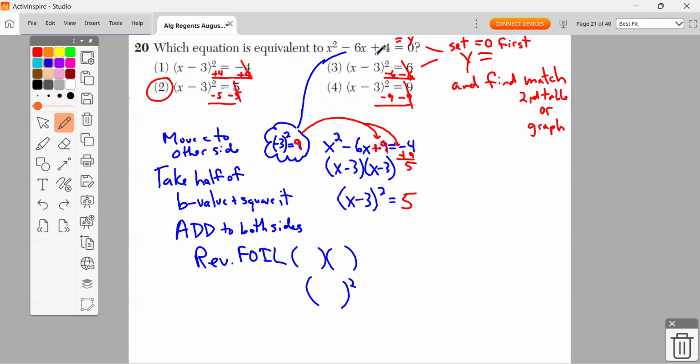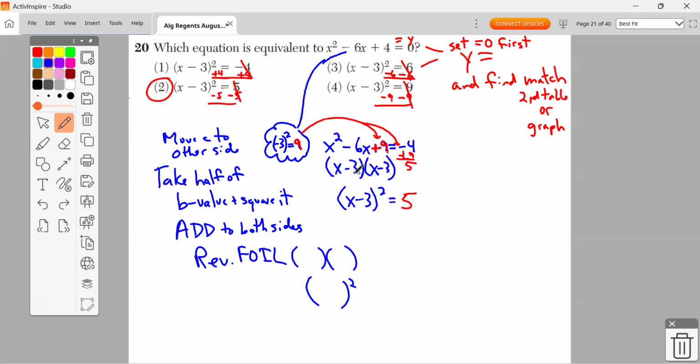I'm going to move my C value over to the other side. So I subtract by 4 and subtract by 4. That's how I get the negative 4 over here. And then I'm going to take half of the B value. I'm going to go into my thought bubble, take half the B value and square it. So I'm going to take half of negative 6, which is negative 3. Negative 3 squared is negative 3 times negative 3, which is positive 9. And I'm adding that to both sides.